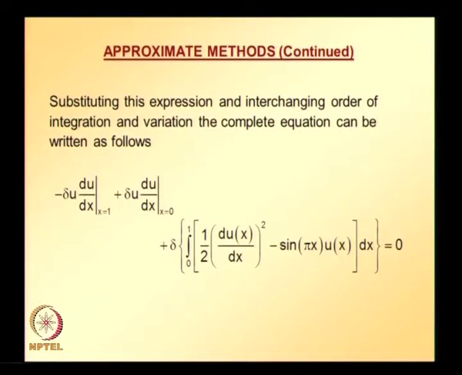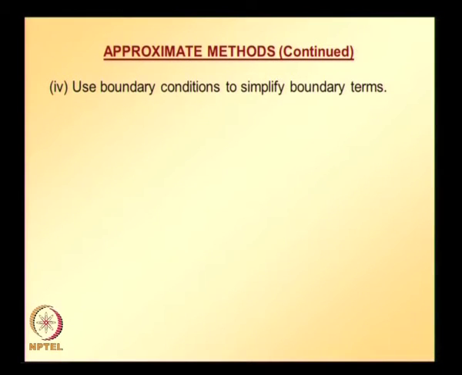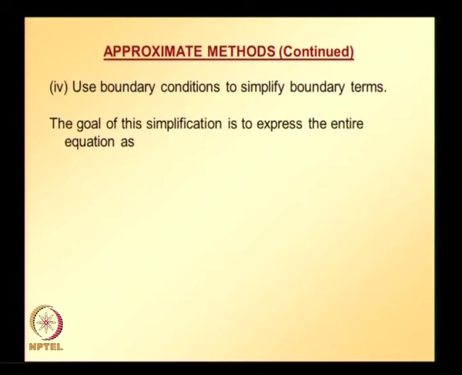So, the first two terms become 0, because the first term is the variation of u evaluated at x is equal to 1 times the derivative of u evaluated at x is equal to 1, and the second term is the variation of u evaluated at x is equal to 0 times the derivative of u evaluated at x is equal to 0. So, we can get rid of these two terms based on that condition. I hope this concept is clear. So, use the boundary conditions to simplify boundary terms.